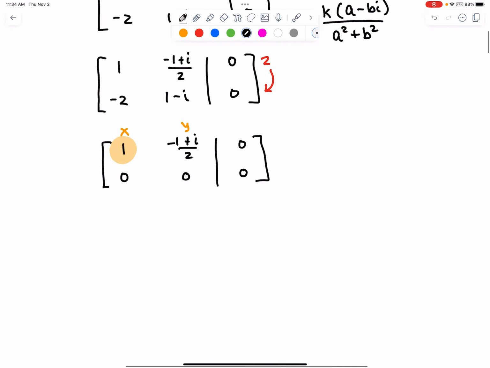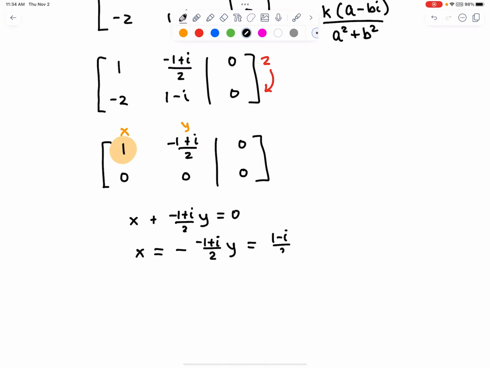So the first row gives us that x plus (negative 1 plus i)/2 times y has to be 0. So in other words, x has to be equal to the negative of (negative 1 plus i)/2 times y, which we could distribute that negative through the numerator and say (1 minus i)/2 times y. And then y is free.